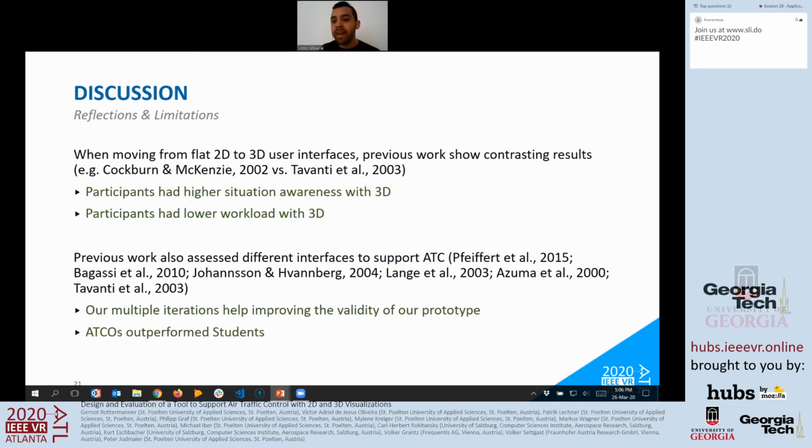And we were happy in seeing that the HCOs during our experiments could actually translate this previous experience that they had to our tool and outperform the students. So even though it was expected for them to outperform the students due to their experience, it was good that they could do well with our tool as well.